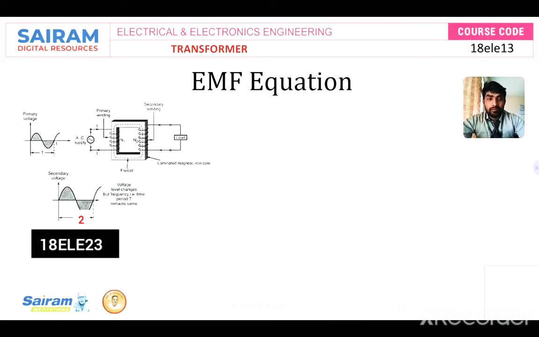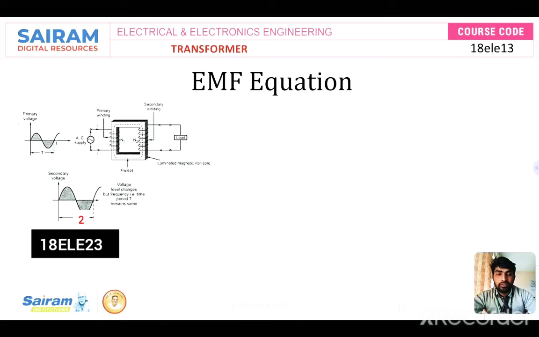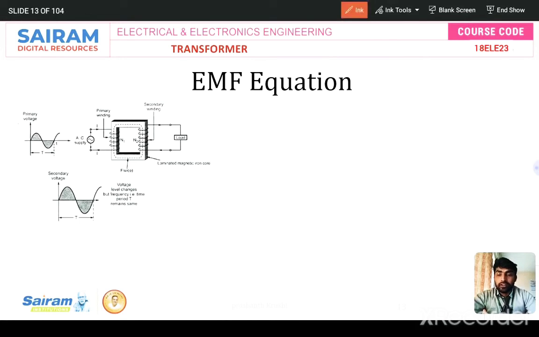Let's see the diagram representation of a transformer. Here there is a primary power supply. This one is a secondary output. Why is the waveform symbol less here? Why is the waveform more? Any answers from you? Any guesses?